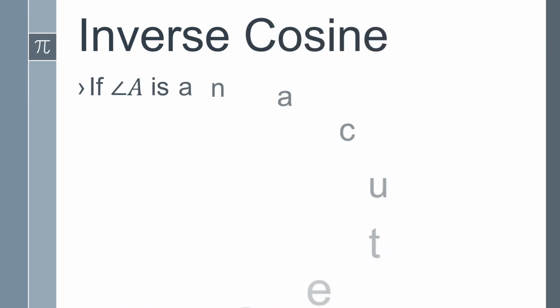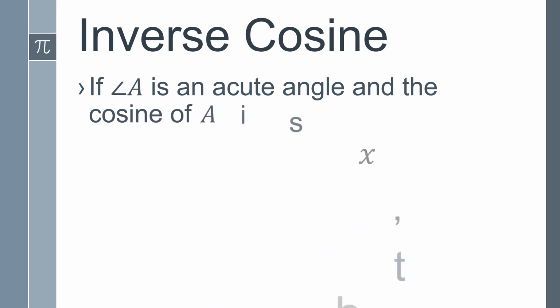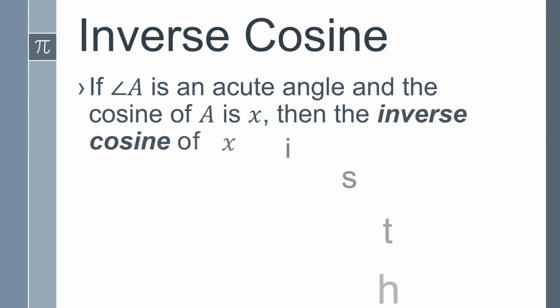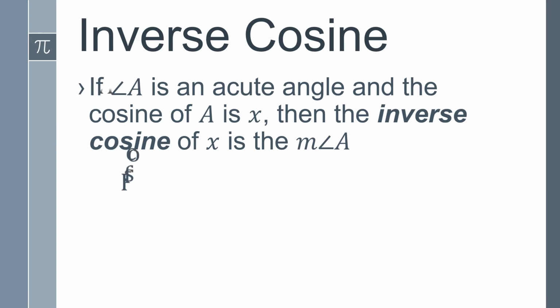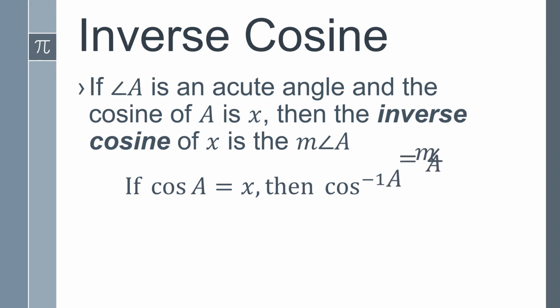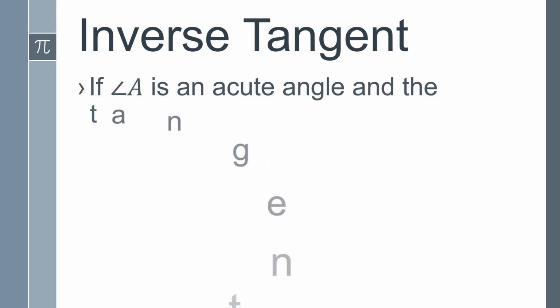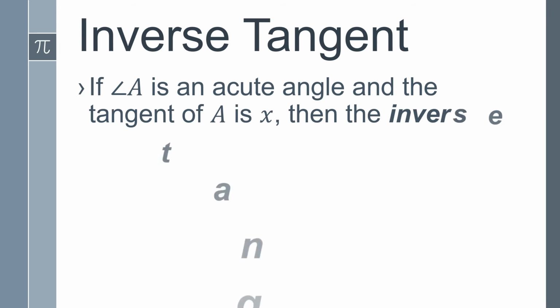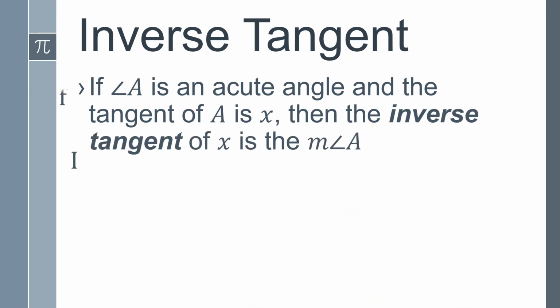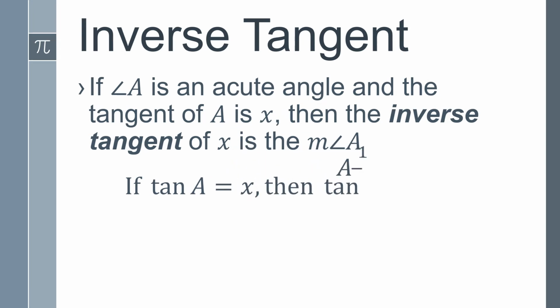Inverse of the cosine. If angle A is an acute angle and the cosine of A is x, then the inverse cosine of x is the measure of angle A. Inverse tangent. If angle A is an acute angle and the tangent of A is x, then the inverse tangent of x is the measure of angle A. So if the tangent of A is x, we've divided the ratio, and we plug it in, and it'll tell us what the measurement of the angle is.